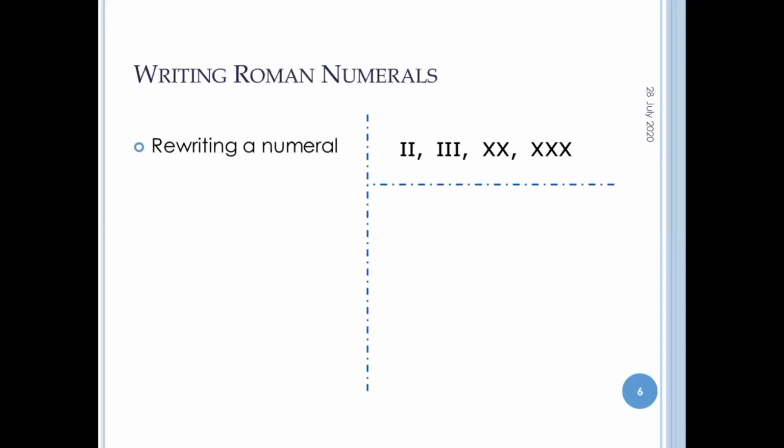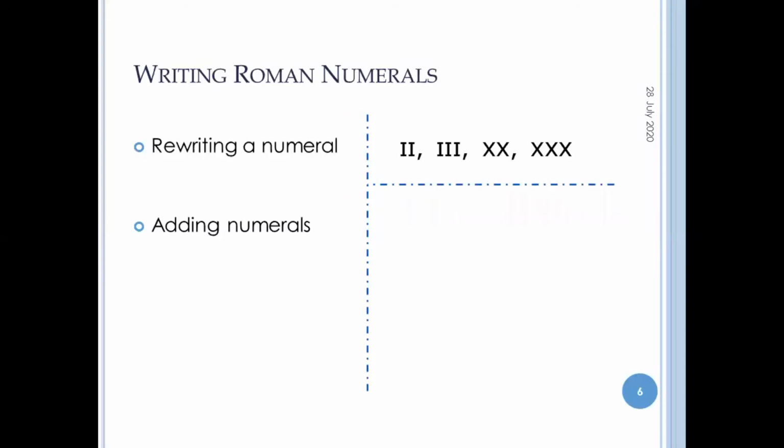Neither can you write DD for 1,000 because the DD for 1,000 can be represented by M. So some numerals cannot be repeated. But in the process of repeating the numeral, we add the values.